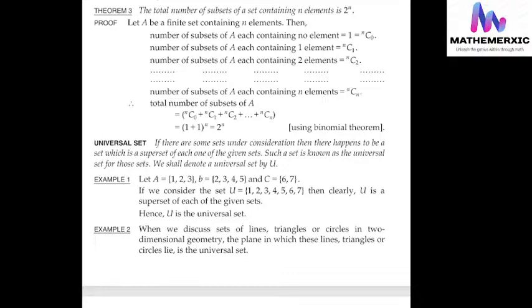If there are some sets under consideration, then there happens to be a set which is a superset of each of the given sets. Such a set is called the universal set for all those sets, which we shall denote by U.